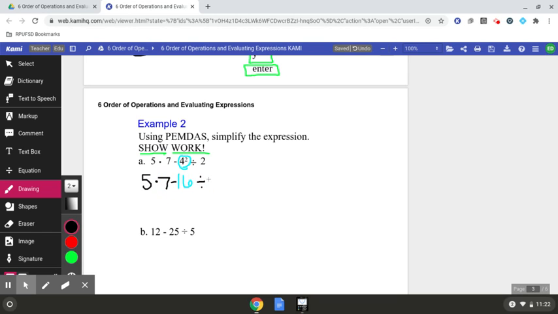We have division of 2. Okay, now we're going to continue. We did our exponents. Now we're looking for multiplication or division. So here I have multiplication and division. And when we have both, we're going to work left to right.